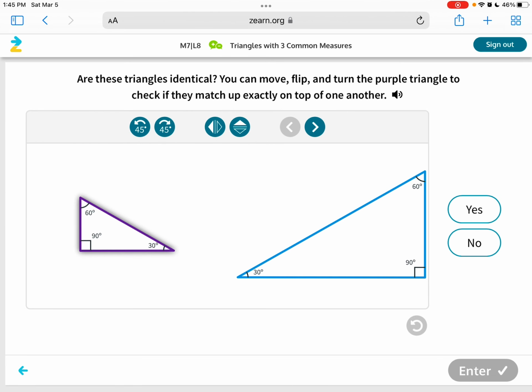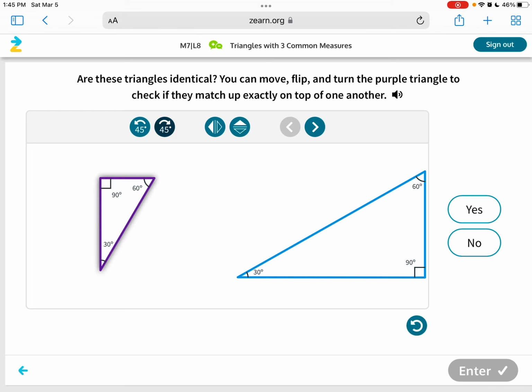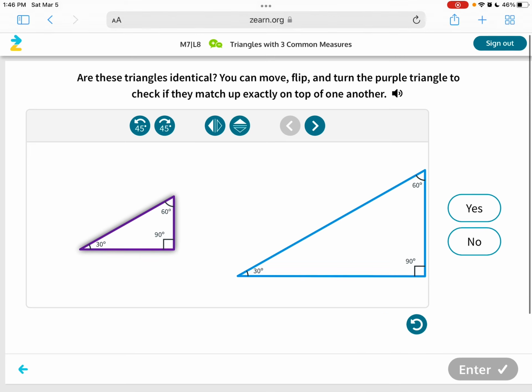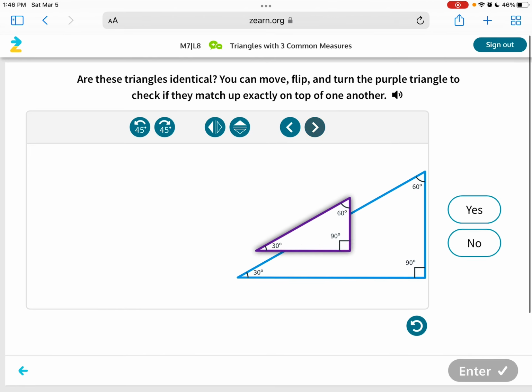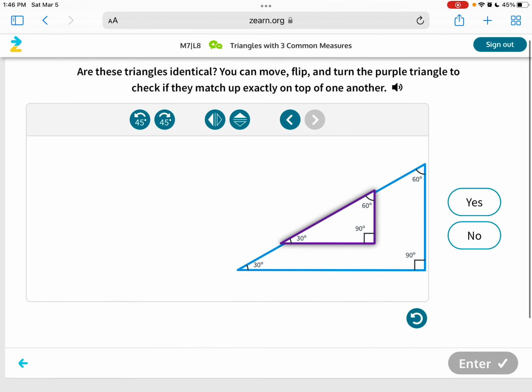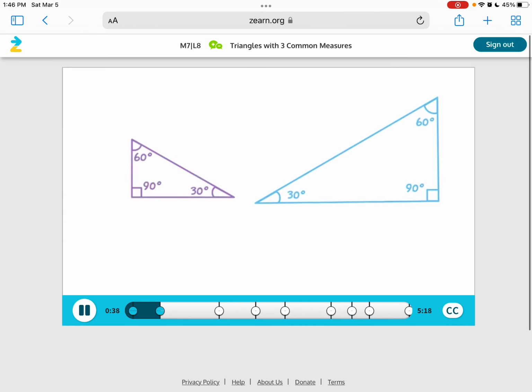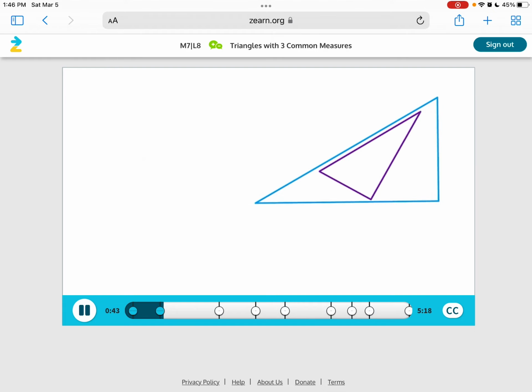Are these ones identical? So you have to check that. And no, because they wouldn't have the same side lengths. These triangles are not identical. Same angles, but not same side lengths.